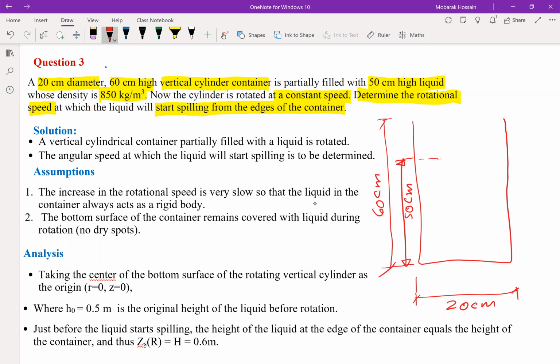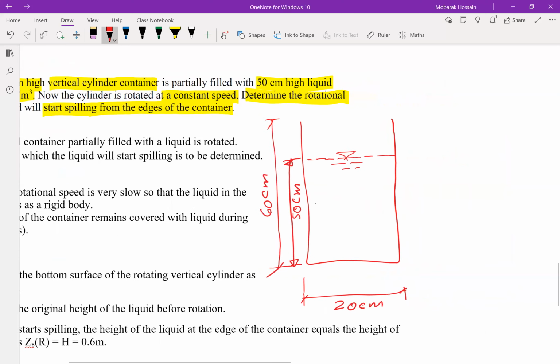Say like this, it is filled with liquid. So this one is the initial condition. Now if we start to rotate this container, what will happen?